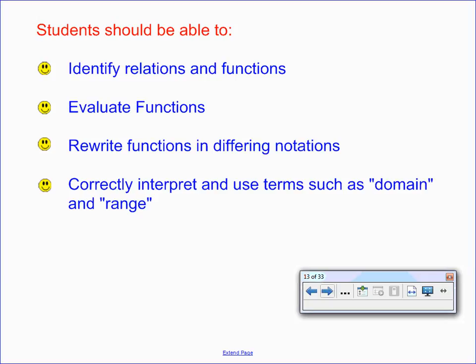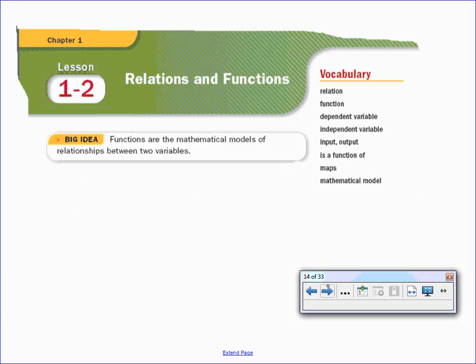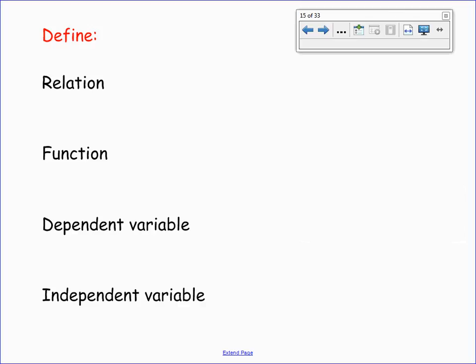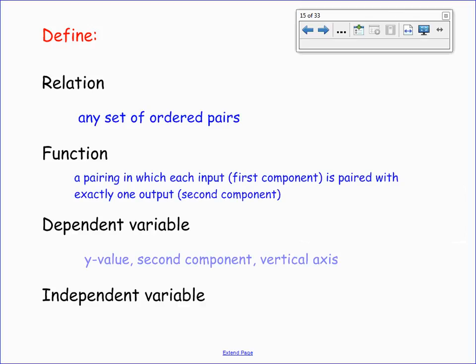So we will need some vocabulary terms that are specific to our area of mathematics. Functions are mathematical models of relationships between two variables. Anytime we have a pairing of items, when the second item depends on what my first item is, we can talk about how that relation is a function. We're going to get more specific as we go on. So let's go ahead and get down some definitions on our note sheet so that we can begin talking about relations and functions and see the difference.